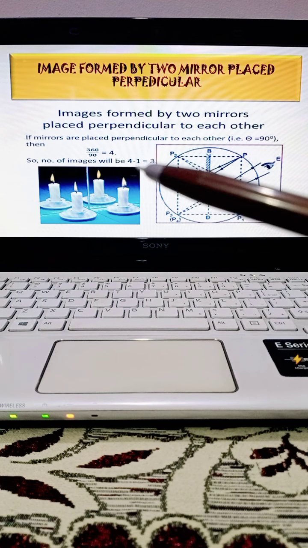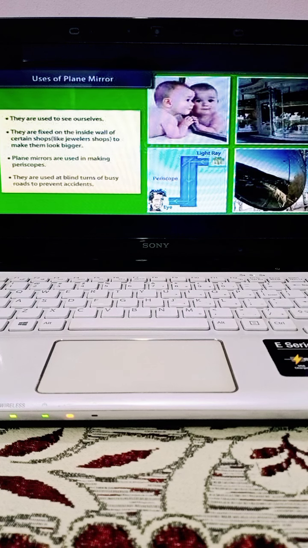Next, what are the uses of plane mirrors? You can see in the diagram that they are used to see ourselves as we are. They are fixed on the inside wall of certain shops to make them look bigger. That is called false reflection, where we make people feel that the space is far bigger than its usual size.